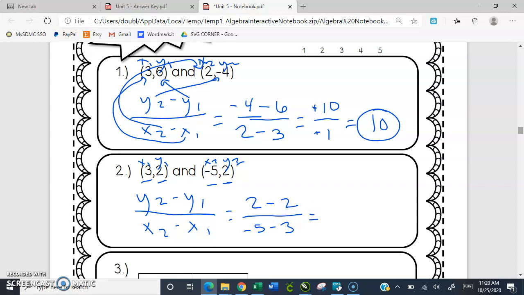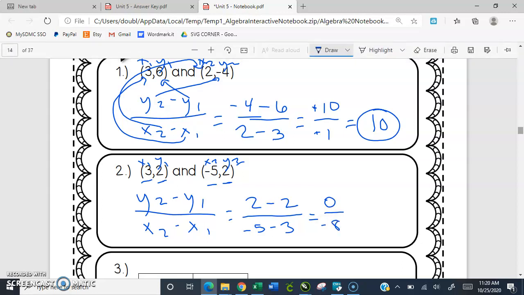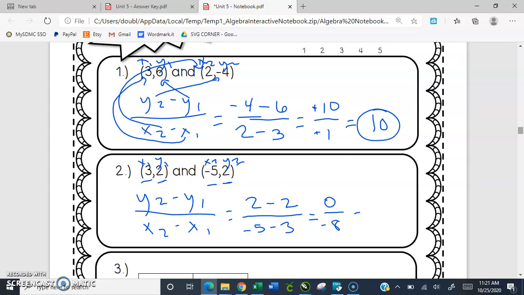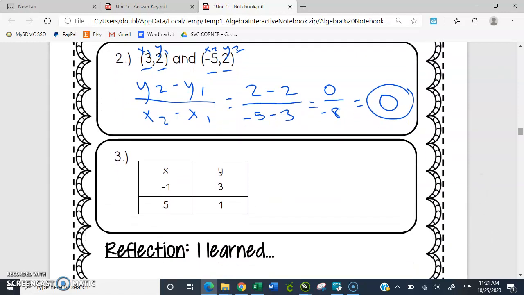So now I have 2 minus 2, which is 0. And I have negative 5 minus 3, which is negative 8. So 0 divided by negative 8 is 0. We have no slope. Here's our last one, and they already labeled it for us. We just got to plug it in.